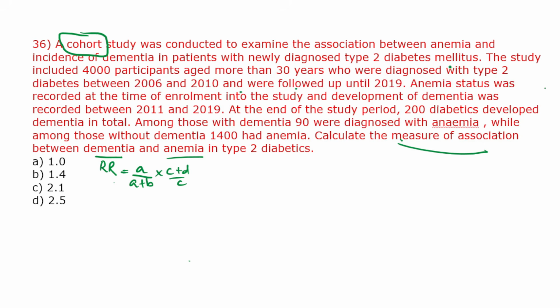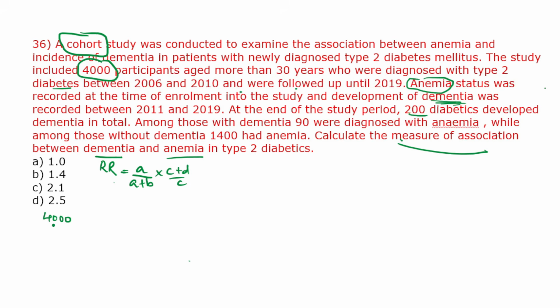Let us see once again. The study included 4,000 participants who were diagnosed with type 2 diabetes. So 4,000 participants already had diabetes. Anemia status was recorded at the time of enrollment, and development of dementia was also recorded. At the end of the study period, 200 diabetics developed dementia.